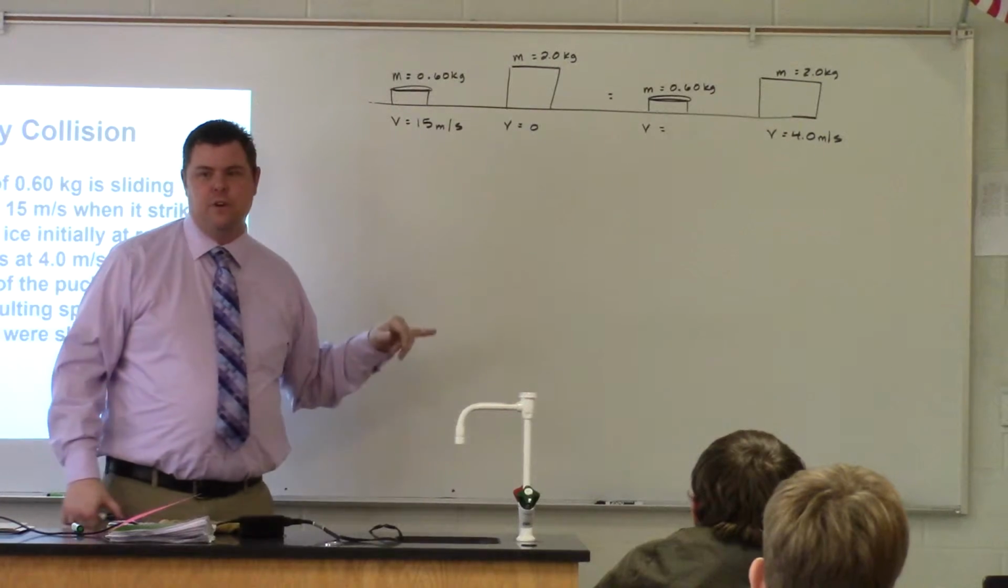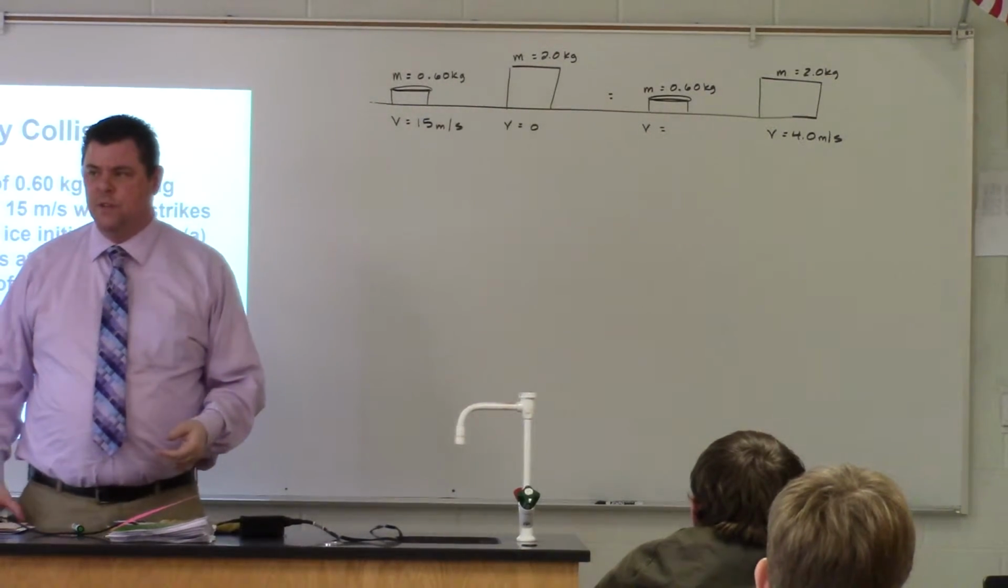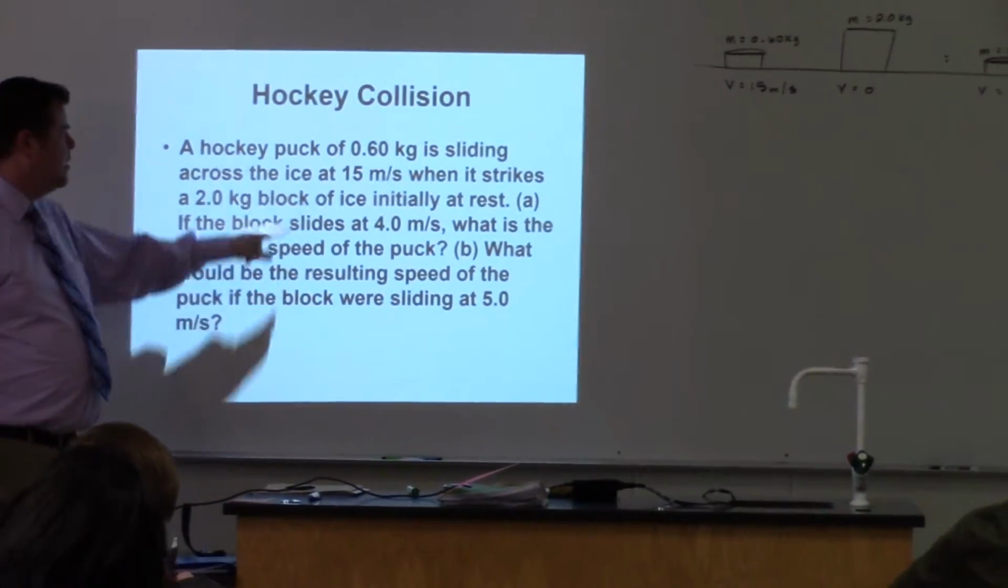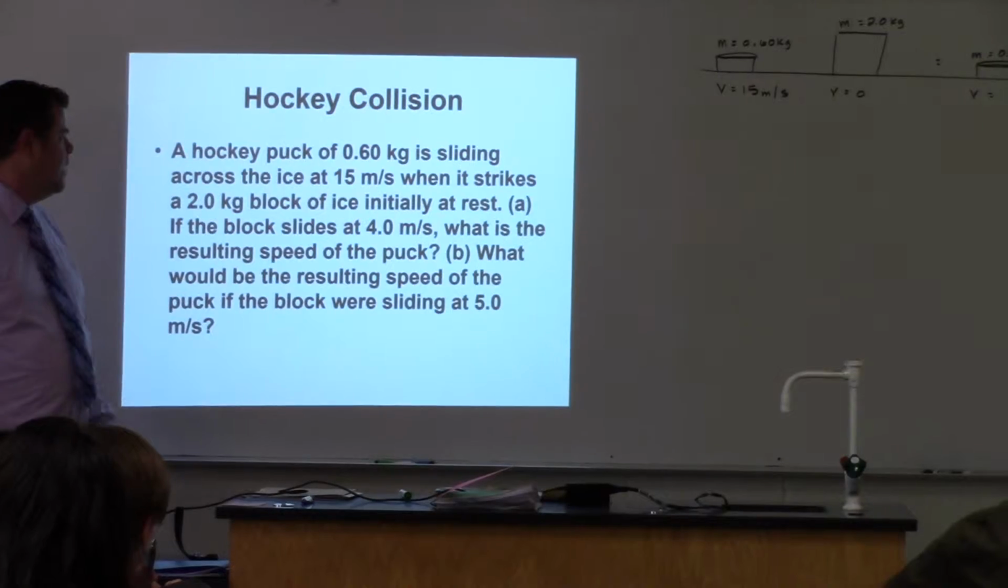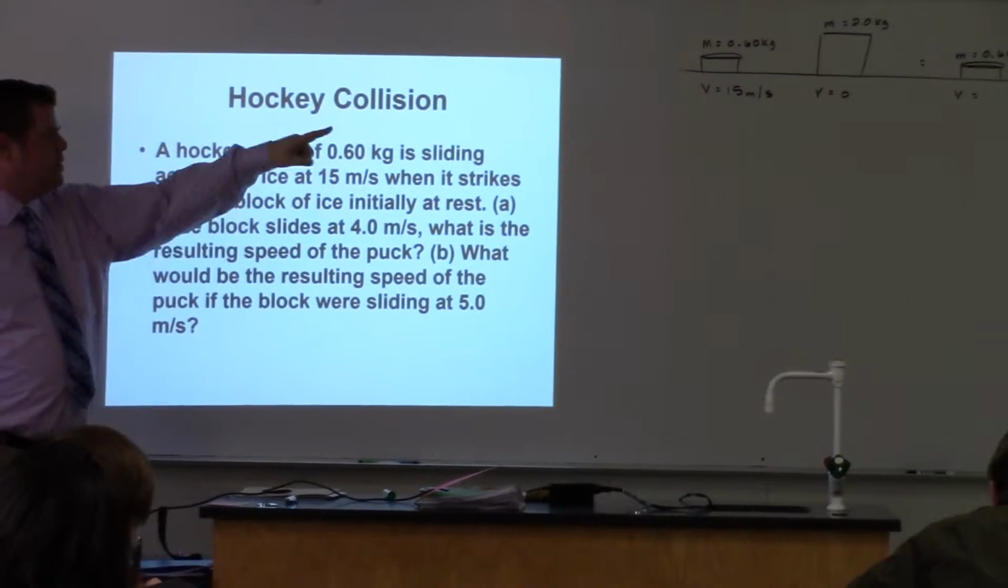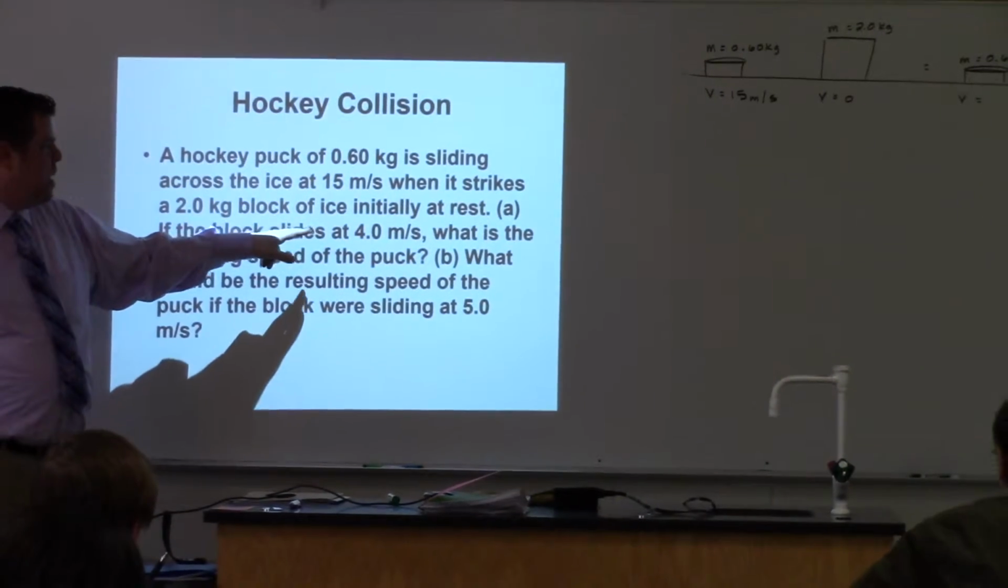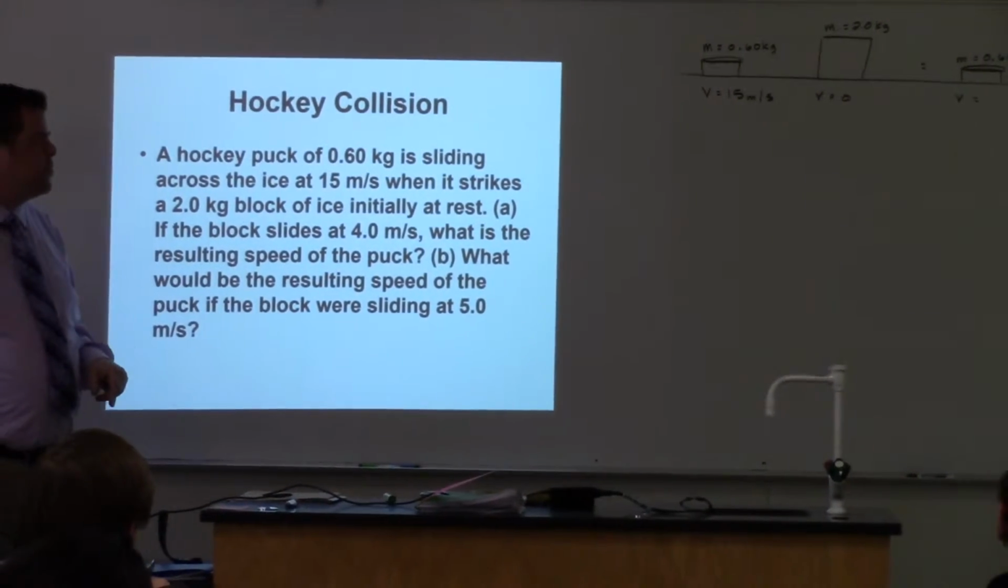If you draw an accurate picture, that's one of the most important parts so that you can see clearly what's going on here. By reading the problem, you see that the puck has a mass of 0.6 kilograms, initially sliding at 15 meters per second. It's going to strike a 2 kilogram block of ice, that's the large square looking thing there, which is initially at rest, but after the collision it's moving 4 meters per second.